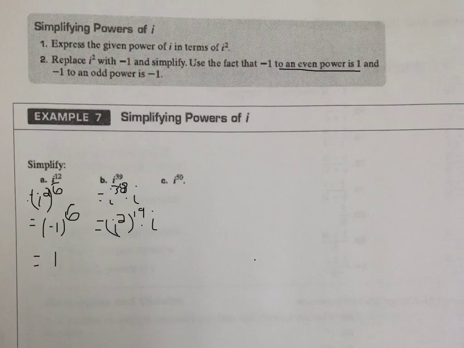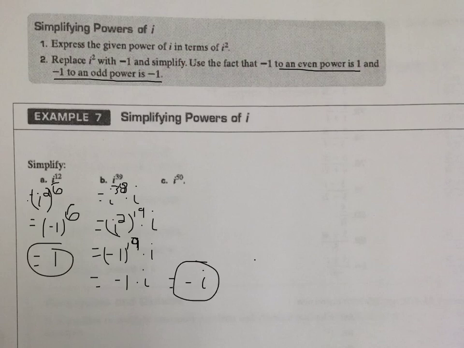And we're going to take i squared and make it a -1. So we got -1 to the 19th times i. And we got the fact that a -1 to an odd power equals a -1. So we got a -1 times i, which equals -i. So that's our answer for B. 1 was our answer for A.